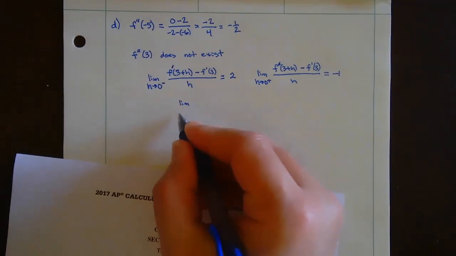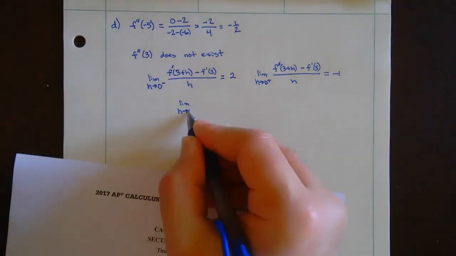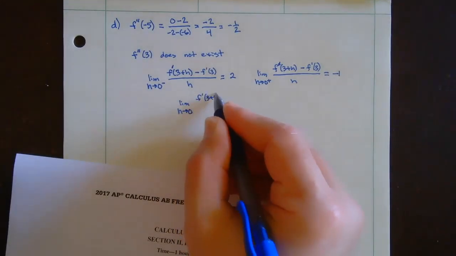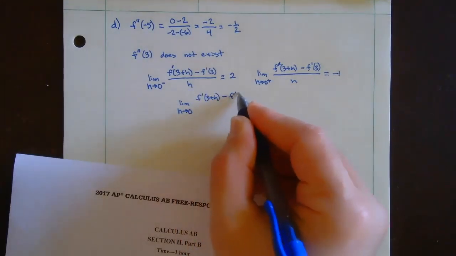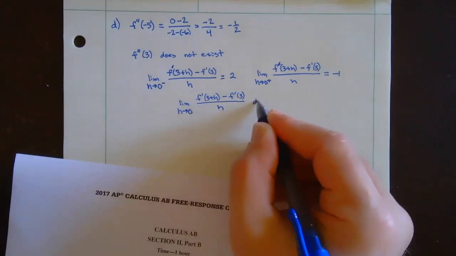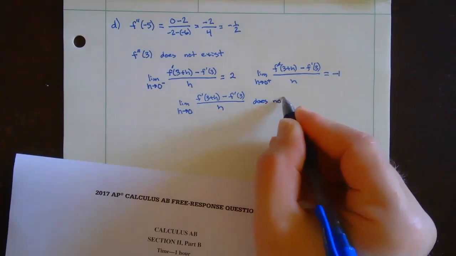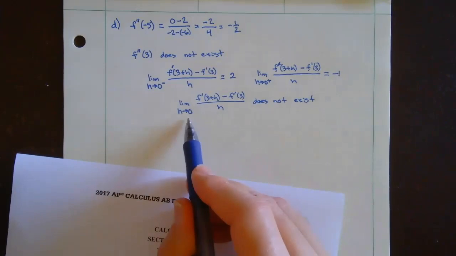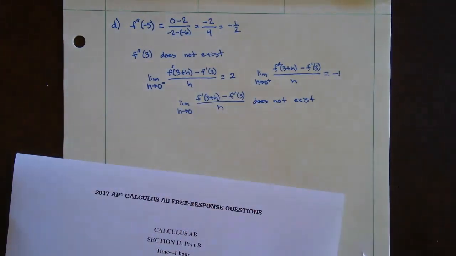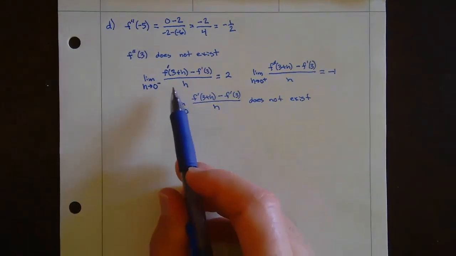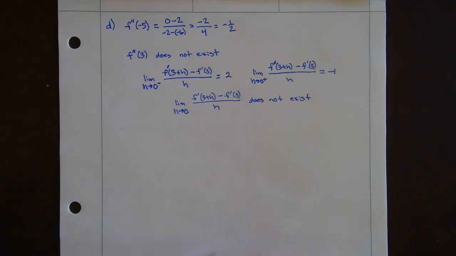So the limit as h approaches 0 of f prime of 3 plus h minus f prime of 3 over h does not exist. Because remember, for limits, for this to exist, the one-sided limits have to be the same amount. They have to equal each other, and they don't. So there's an alternative form for the definition of derivative. It's on your card stock.